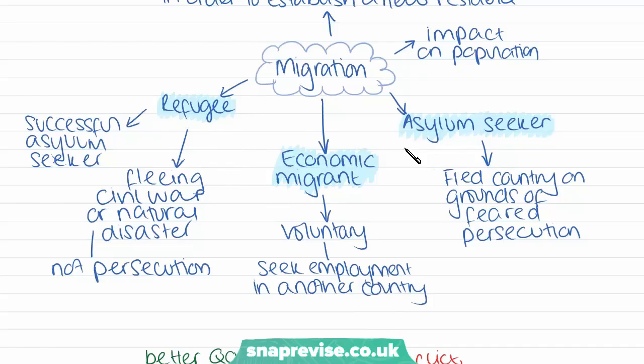Refugees are very similar to asylum seekers, but there are two classifications of refugees. One type is when an asylum seeker has had their application to move to another country and stay there legally approved. They are called refugees, so they're essentially successful asylum seekers. The other type of refugees are people fleeing their countries, but not for fear of persecution, but for things like natural disasters or civil war instead. So that's the difference between a refugee and an asylum seeker. And these are the three different types of migration that we have.